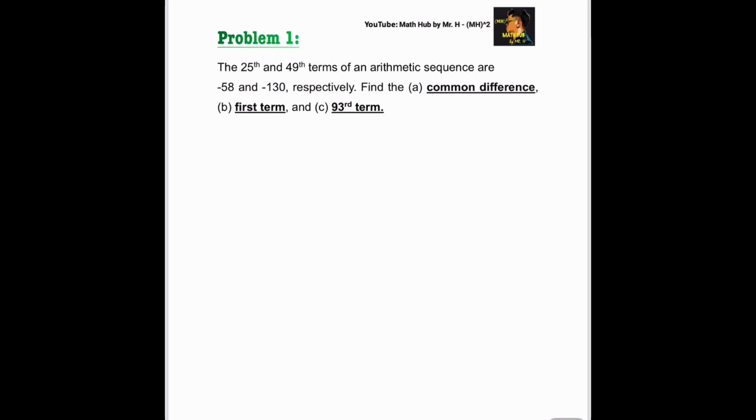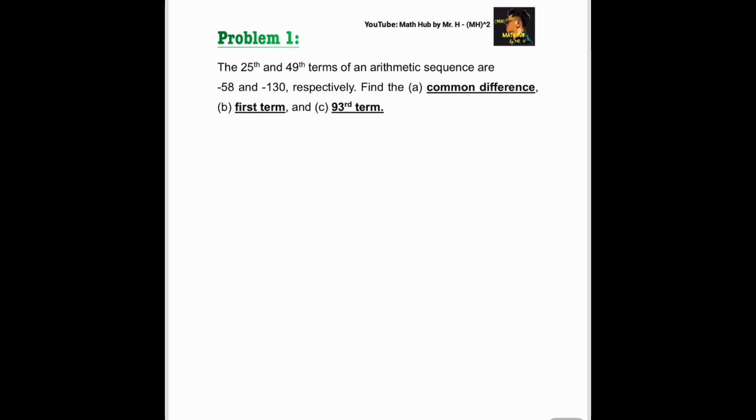Alright, so for the first problem, the 25th and 49th terms of an arithmetic sequence are negative 58 and negative 130, respectively. Find letter A, the common difference, letter B, the first term, and letter C, the 93rd term.